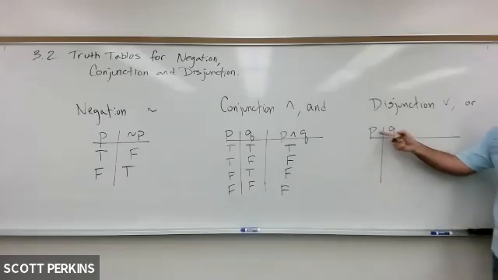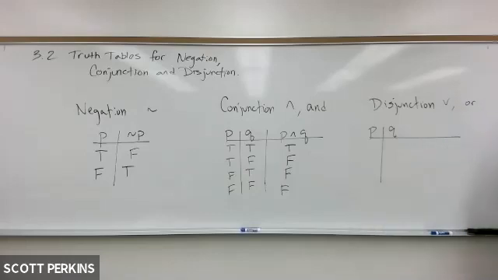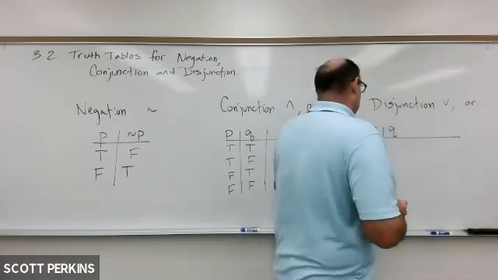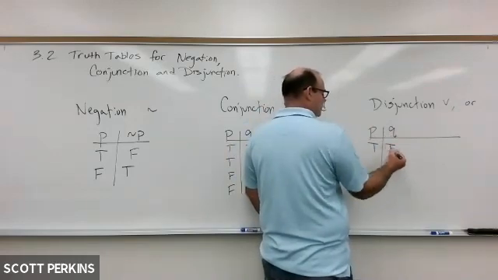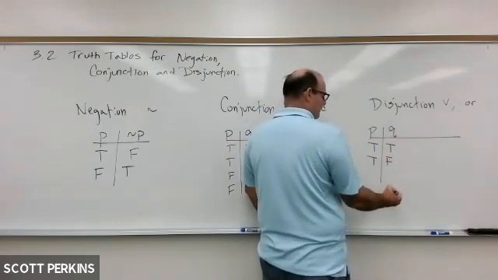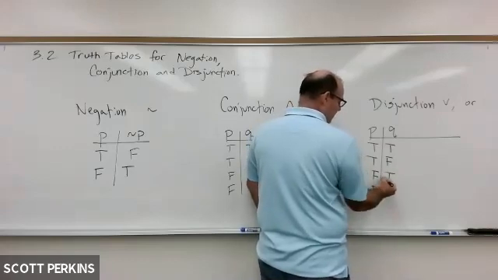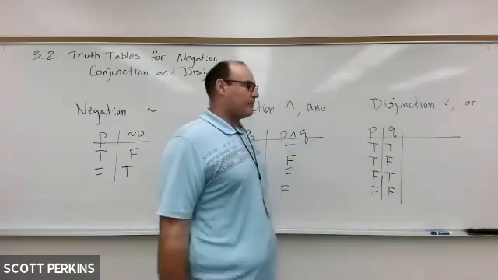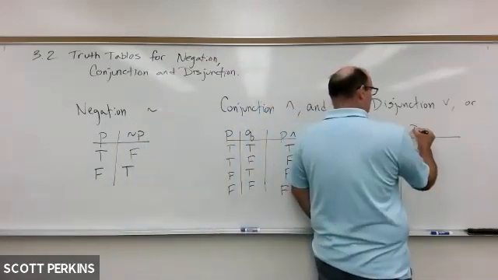So again, I've got two simple statements. A disjunction means two things to be glued together. So I'm going to write down my four options for what can happen. Both statements could be true. The first one could be true, the second one false, false, and then true. And then finally false and false. Those are my four options. And now we're going to talk about the disjunction, the or statement.